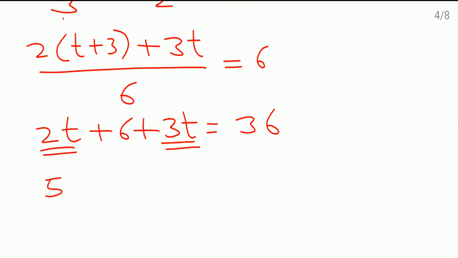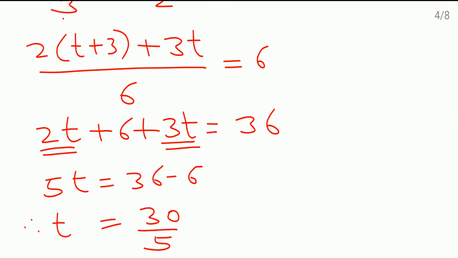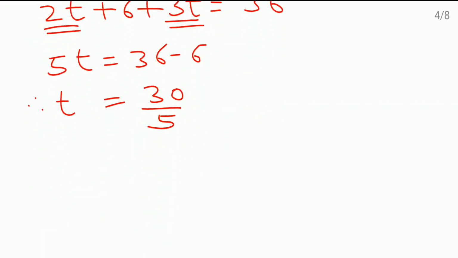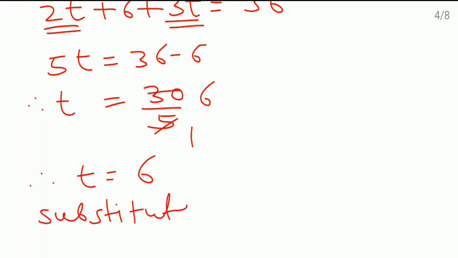So 2 times t and 3 times t became 5 times t, which is equal to 36 minus 6, which comes as 30, and 5 will come down to divide. So the value of t we get is 5 sixes are 30. Therefore t is equal to 6. We got the value of t. Now we need to get s. So what I will do here: substitute t equal to 6 in equation 1.